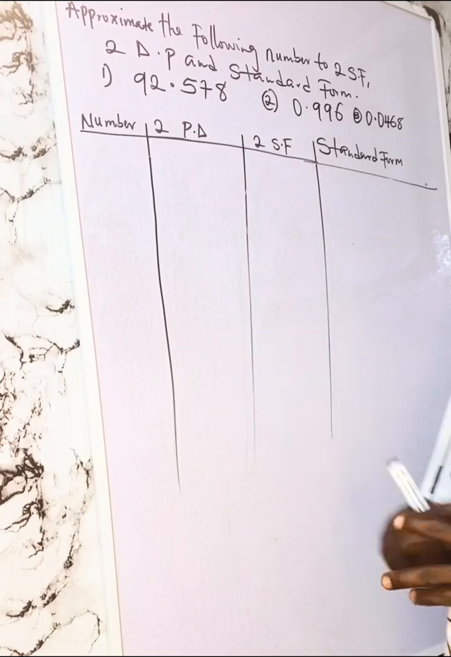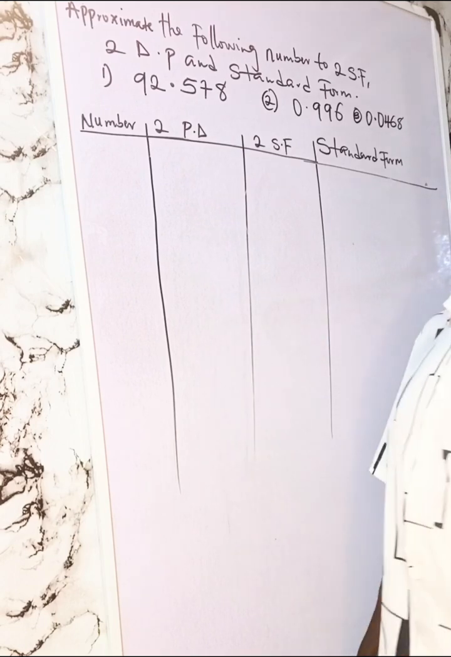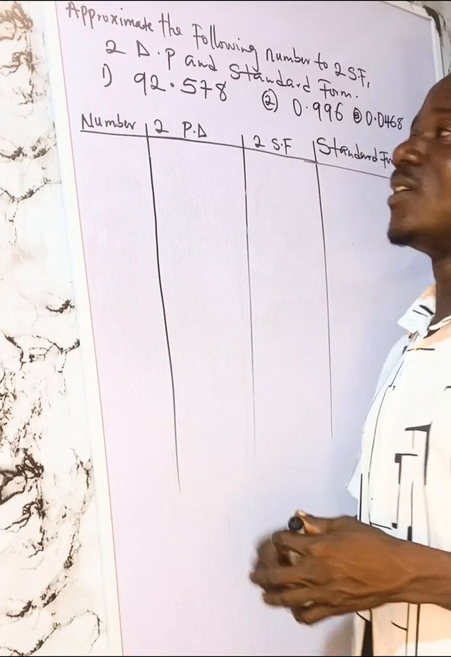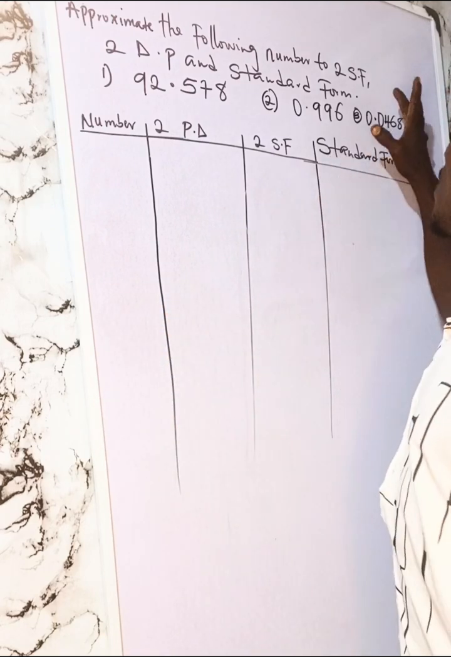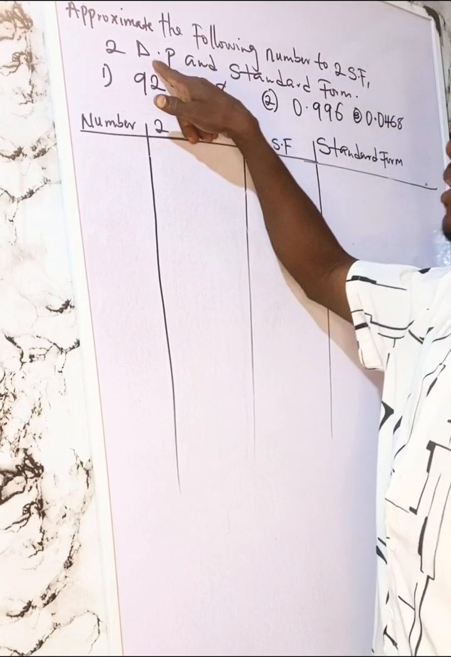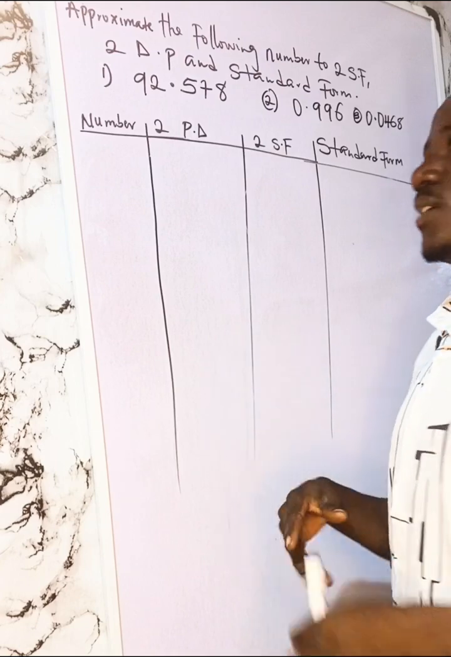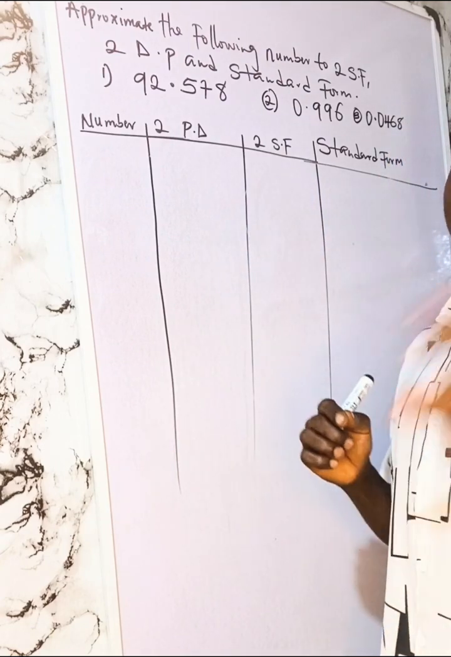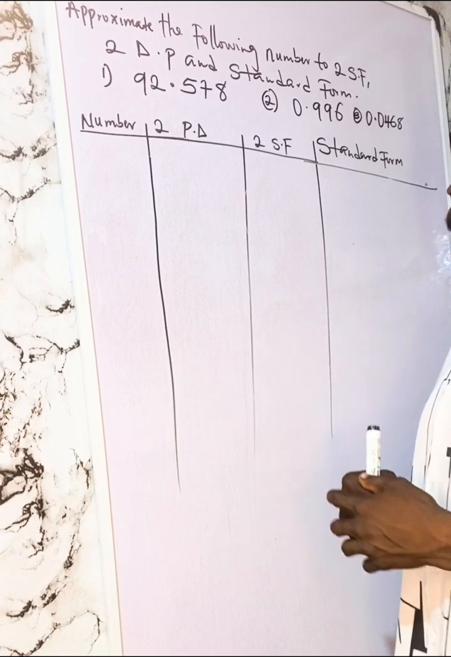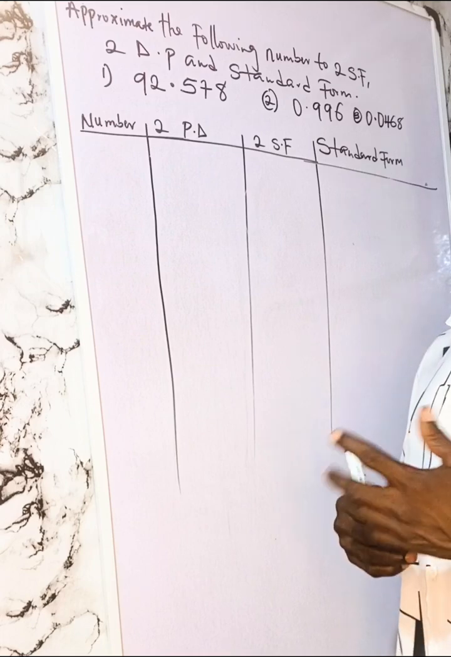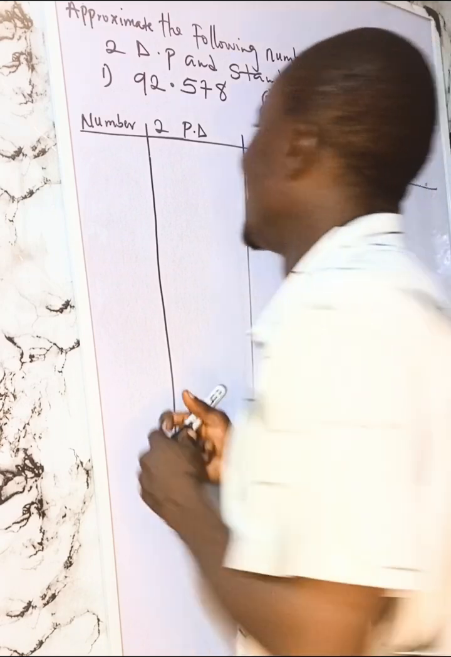This question sometimes gives students problems when trying to handle it. There is always a misunderstanding or misconception between significant figure, decimal place, and standard form. I think that's why we choose to treat it today, to clarify any confusion or any problem students normally have. Follow us as we answer it.